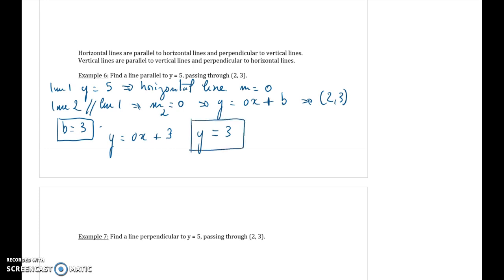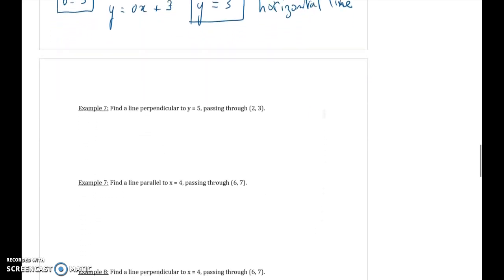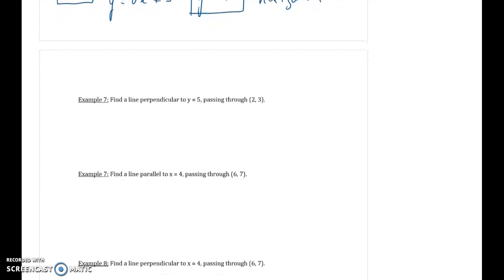And what do we have? Another horizontal line. And I was expecting that. Why? Because I knew that my line number 2 is parallel to my line number 1, and if my line number 1 is horizontal, my line number 2 will also be horizontal. I will let you do problem number 7. It's the same idea, except now it's perpendicular.